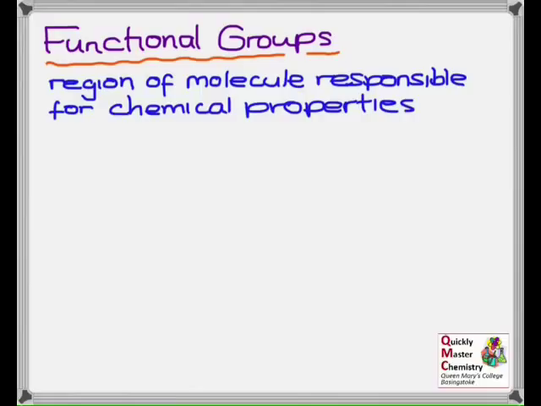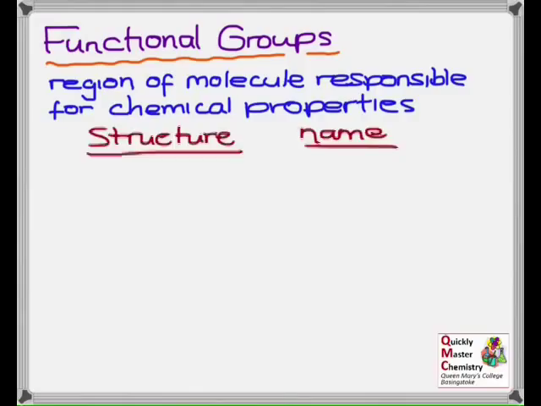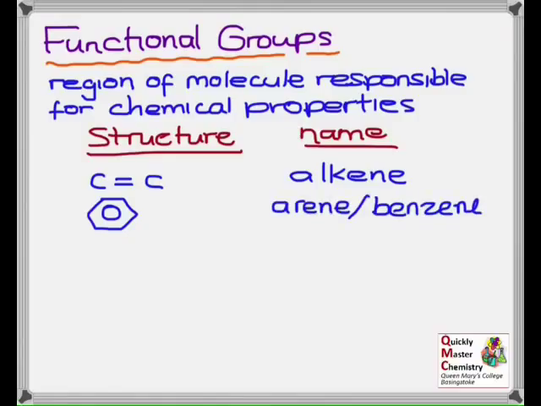that kind of molecule. And actually the language we use here is mostly identical to what we've been using for the homologous series. So let's look at some examples. The structural feature and then the name of the functional group that represents. So if you've got a carbon-carbon double bond in a molecule, that's known as an alkene functional group. So the same name that you give to the homologous series the molecule belongs to. If you've got a benzene ring in a molecule, that's called an arene or a benzene functional group.